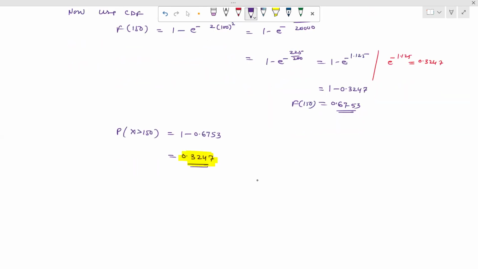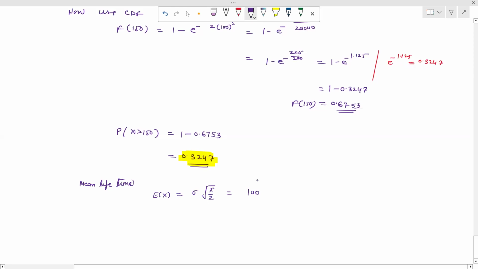Now we do the second part, which is the mean lifetime. The mean lifetime is the expected value of x, which is sigma into root pi upon 2. Sigma is 100, and the value of pi is approximately 3.14. When we calculate, this root value is approximately 1.2533, so this can be written as 125.33.